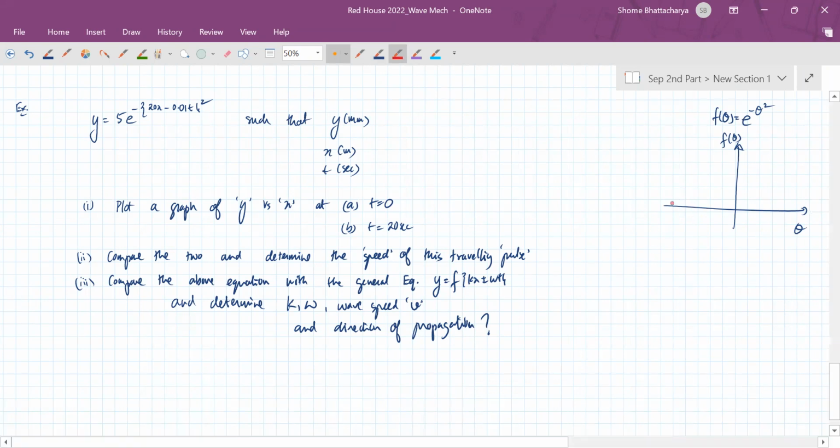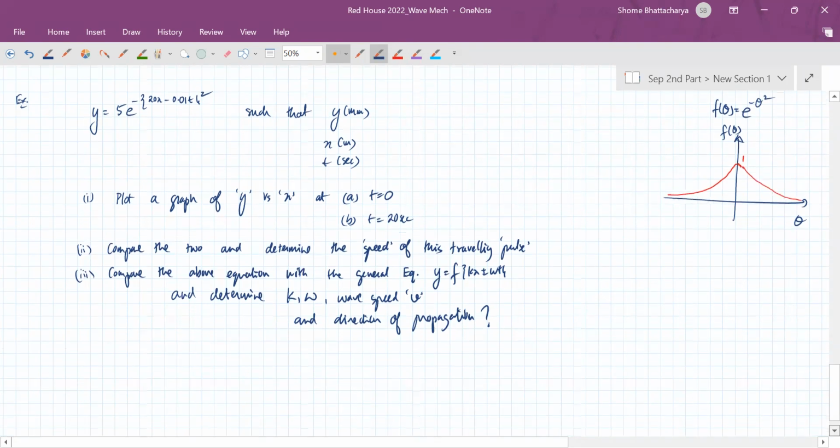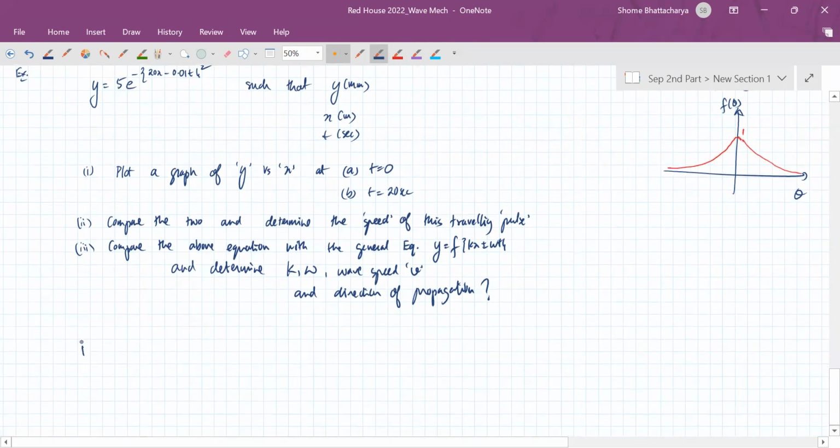Okay, so you can see that this function has a local cum global maxima of 1 at theta equal to 0, and it asymptotically drops to 0 as theta tends to plus or minus infinity. So over here you can see that this function will have a similar kind of shape. For example, we want to plot the graph of y versus x at t equal to 0. So just substitute t equal to 0, and it becomes this kind of a function of x.